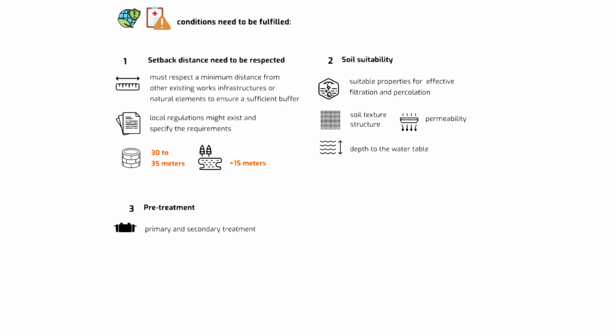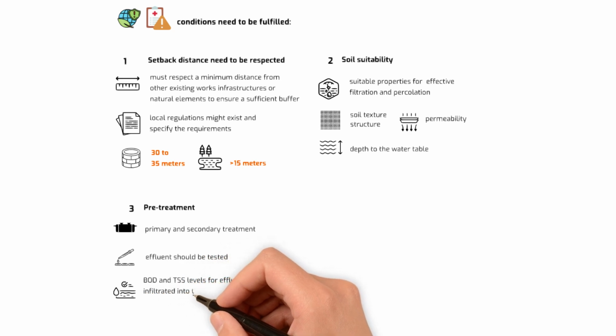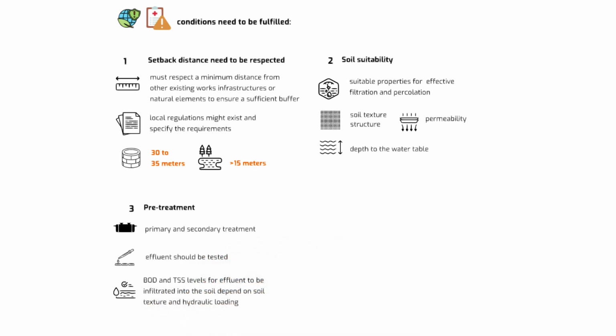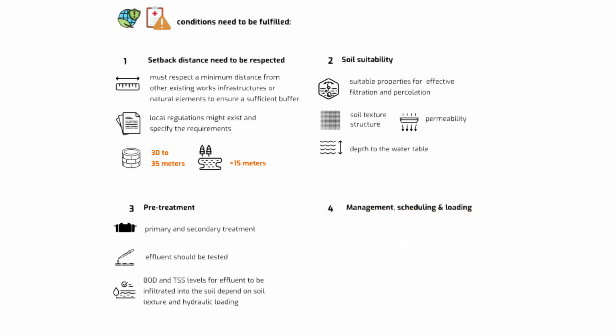The adequate pretreatment will remove solids and contaminants that could harm the infiltration system or the receiving soil. The effluent should be tested to guarantee that it is suitable for discharge into an infiltration system. The recommended BOD and TSS levels for effluent to be infiltrated into the soil depend on soil texture and hydraulic loading. Fourthly, the management, scheduling, and loading are important for a sustainable infiltration system.